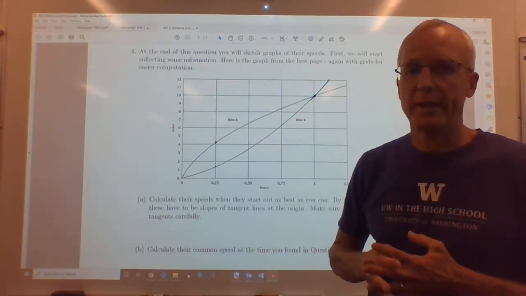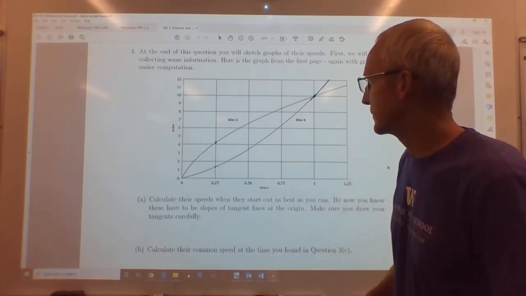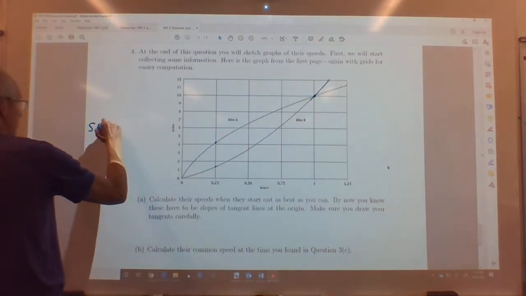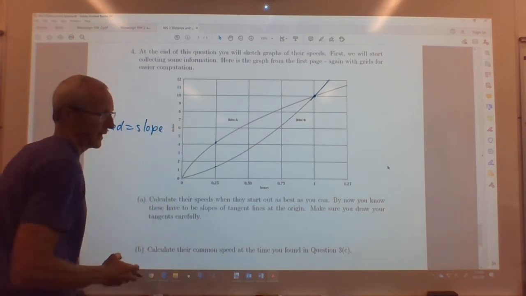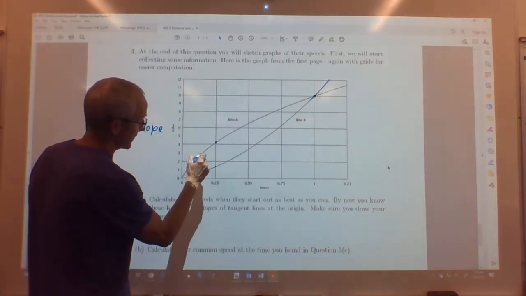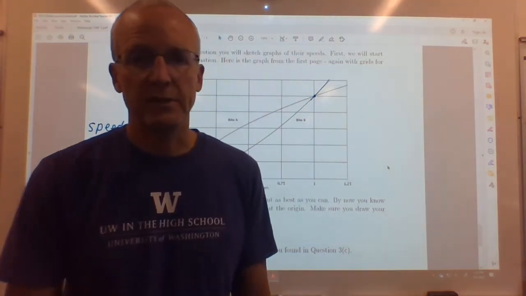Okay, so the whole point of this is that the velocity or the speed is the slope. So the whole idea is the speed is equal to the slope. And it's about drawing tangent lines, because we have to guess. I don't know what the slope is right there. There's no way to figure out exactly what the slope is right there.